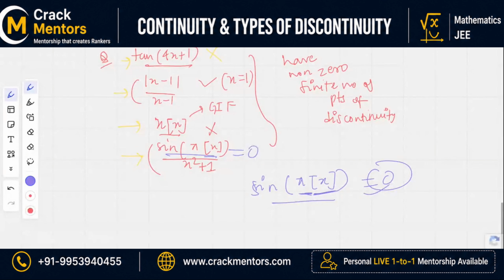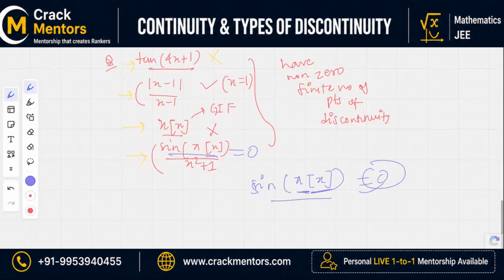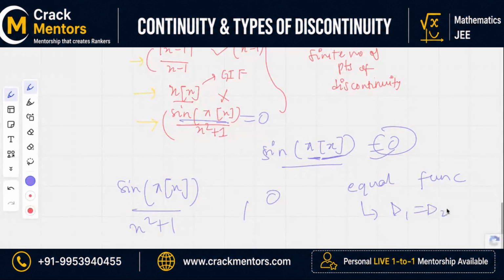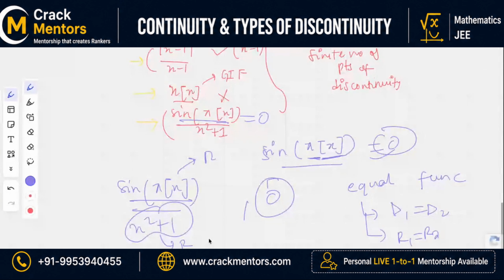Perfect. Also, can you tell me if sine of pi times the greatest integer of x upon x square plus 1, and 0, are they equal functions? The definition for equal functions is that the domain should be the same, and what else? Range should also be the same. Okay, so can you see the domain for this is what? All real numbers, right? Range is what? Just 0. For this, can you see the domain? Yeah, this is always defined. You can put anything here as well, right? Put anything, like literally, I mean, all real numbers.